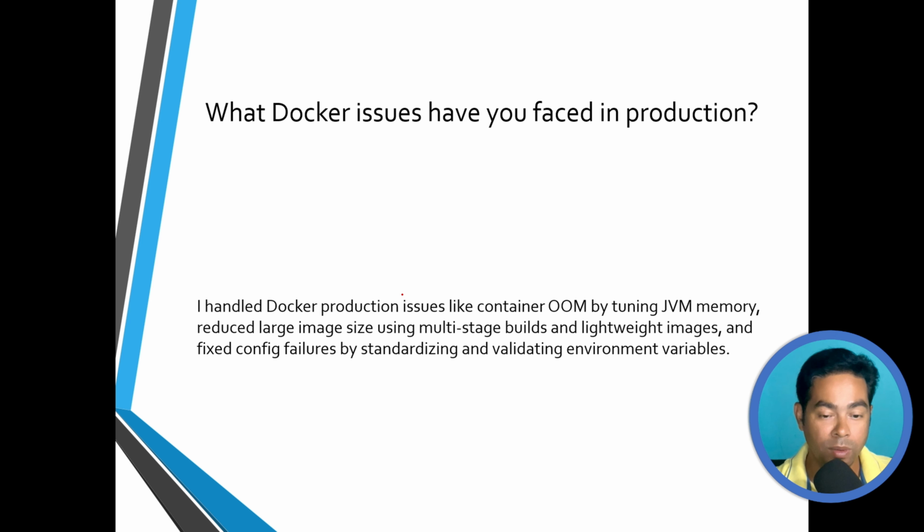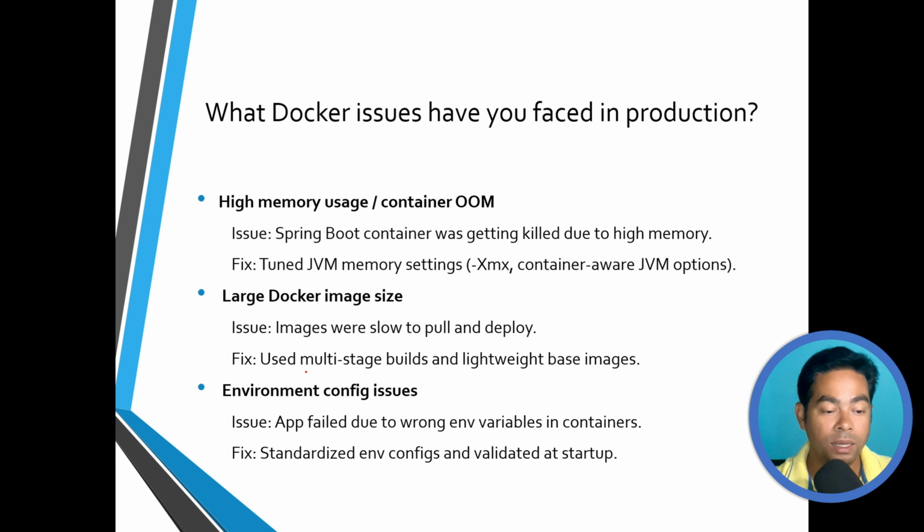Sometimes your image needs more memory to run, but your Docker container will not allow it. So you have to reduce your image size by using this multi-stage build process. You can reduce your image size. Okay, and you need to create these lightweight images. Suppose you faced some config related issues, environment variables and all, you will fix that. So you can say the app is failing due to a wrong environment variable in the container sometimes. So you corrected that environment variable. This is one of the issues you can mention.